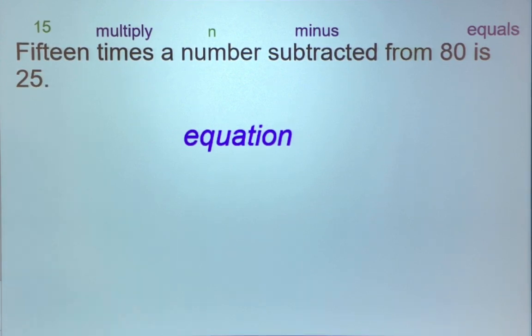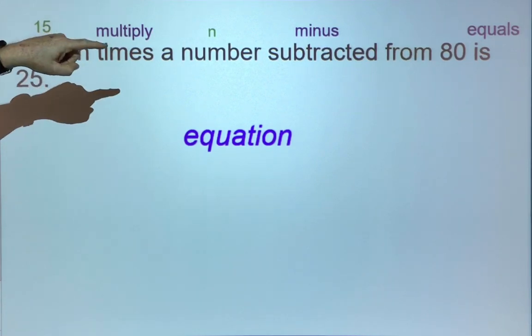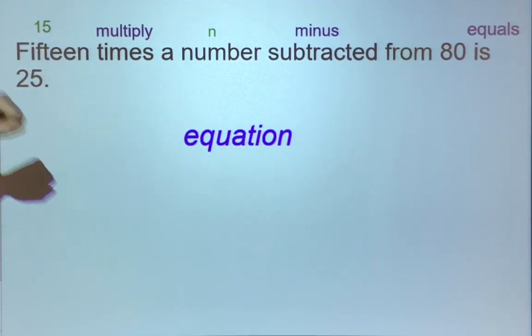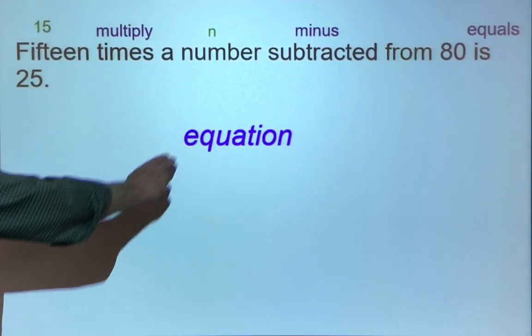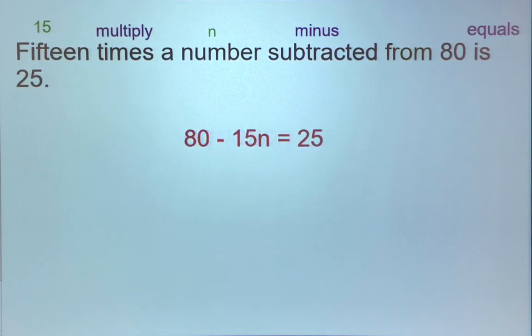If we read this closely, 15 times an n, that means multiply, so 15n, subtracted from, that means we're taking it away from 80, so the 80 has to come first. So we have 80 minus 15n is equal to 25. Let's take a look at that. 80 minus 15n is equal to 25.